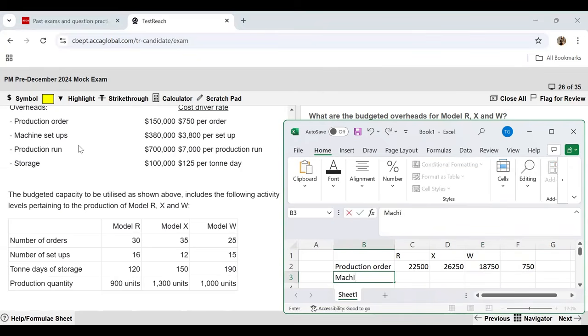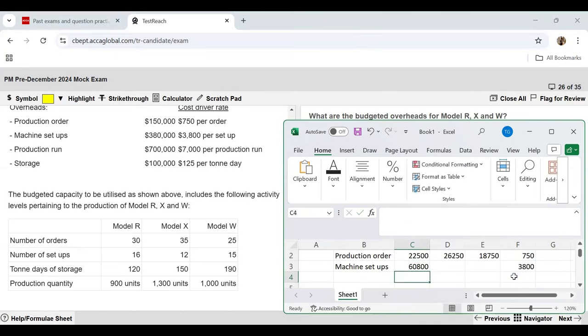Next cost pertains to the machine setup. As far as the setups are concerned, it is $3,800 per setup. For Model R, I've had 16 setups, so 3,800 multiplied by 16. Similarly, for Model X, I've had 12 setups, and then for Model W, I've had 15 of these. So this is how I'm going to be dividing my machine setup costs.